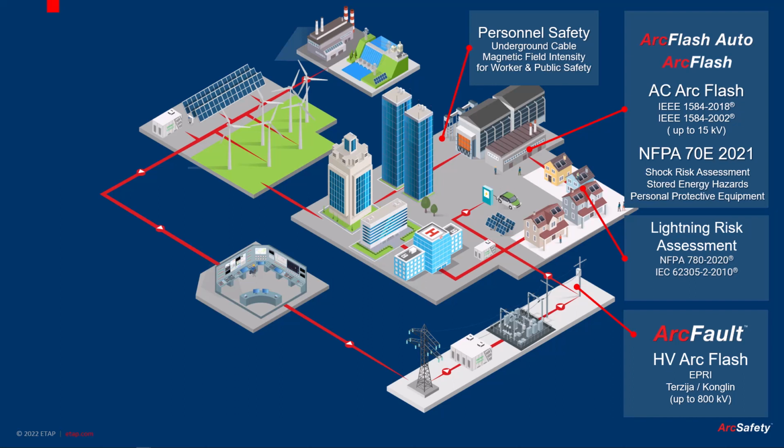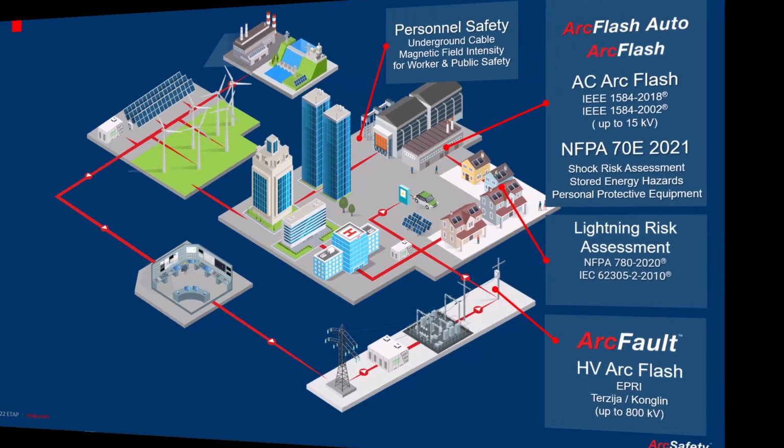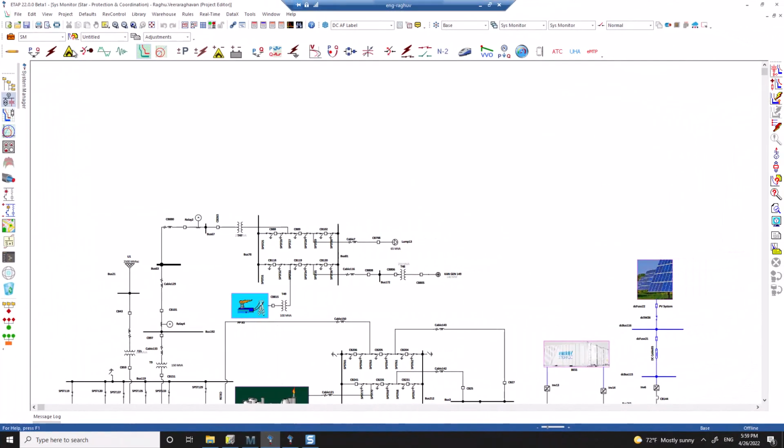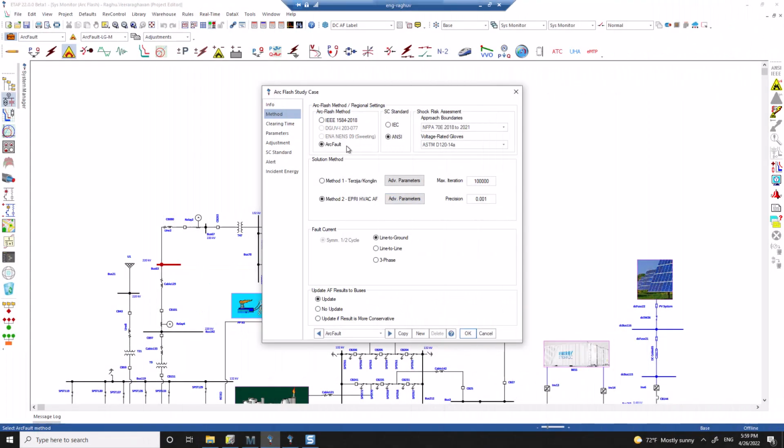another solution using the arc fault module that is useful to provide arc flash results for transmission and distribution systems beyond 15 kilovolts. ETAP has the evaluation tool available for a 132 kV system where we have the arc fault module, and then we are able to use the EPRI method or the Terzija-Koglin method for international users.